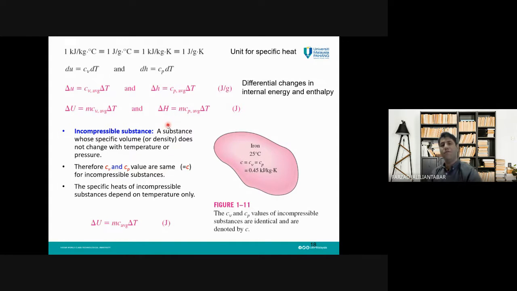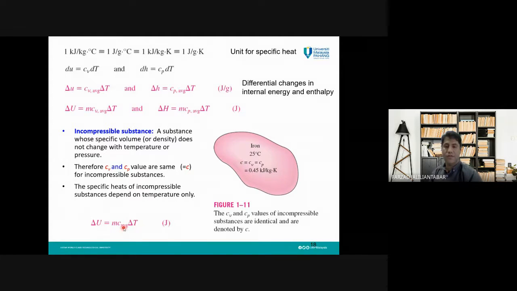For solids or even liquids, which are incompressible substances, this equation will be much simpler. Why? Because we don't have Cv and Cp. We have only C, specific to that substance. For an incompressible substance, the pressure and volume usually remain constant during a heat transfer process. So delta U will be equal to m C average delta T. This is for incompressible substances, like solids. As I said, for C, you need to refer to the table.